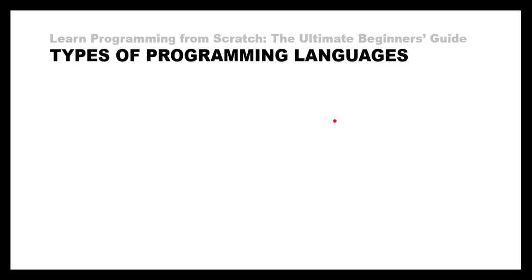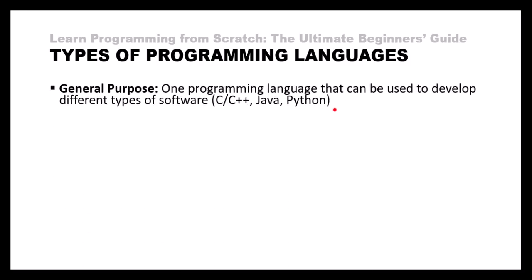So the first category of programming languages we're going to look at is called general purpose programming languages. A general purpose programming language is simply one programming language that can be used to develop different types of software. Examples are C, C++, Java, Python. JavaScript is also used as a general purpose programming language to an extent today.